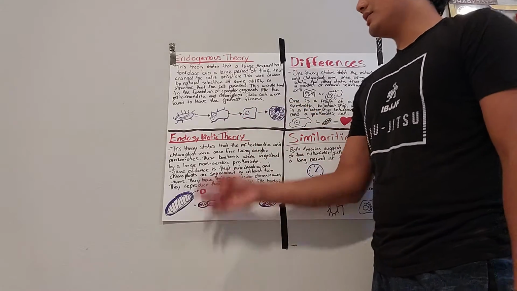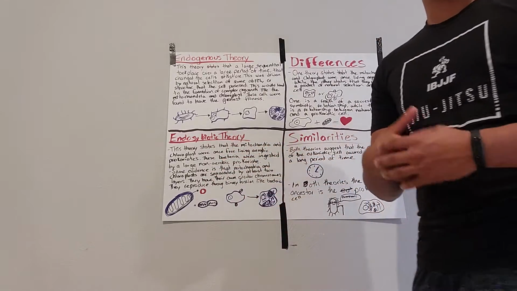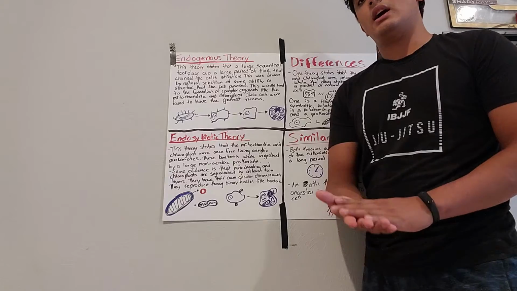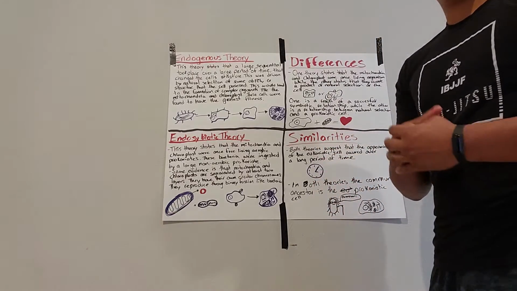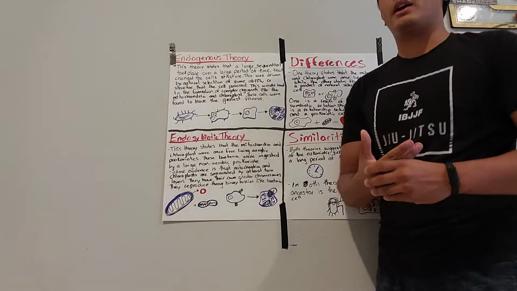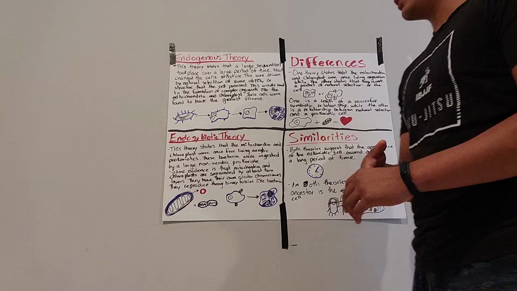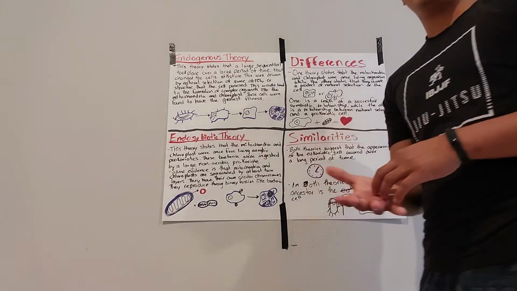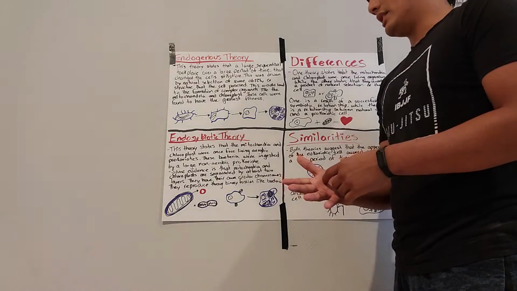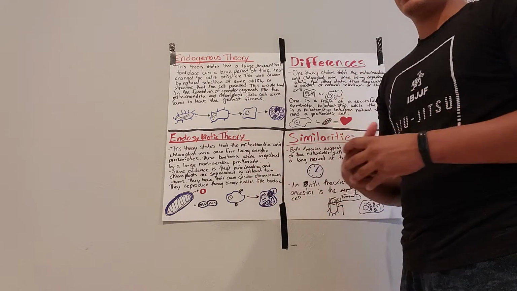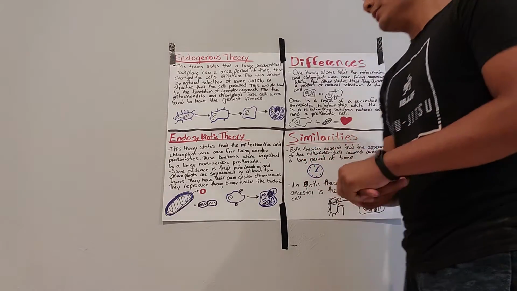Now, the endosymbiotic theory states that the mitochondria and the chloroplast were once free living prokaryotic organisms that were aerobic. These living organisms were later consumed by a larger prokaryotic cell, and they came together to form a more advanced cell.